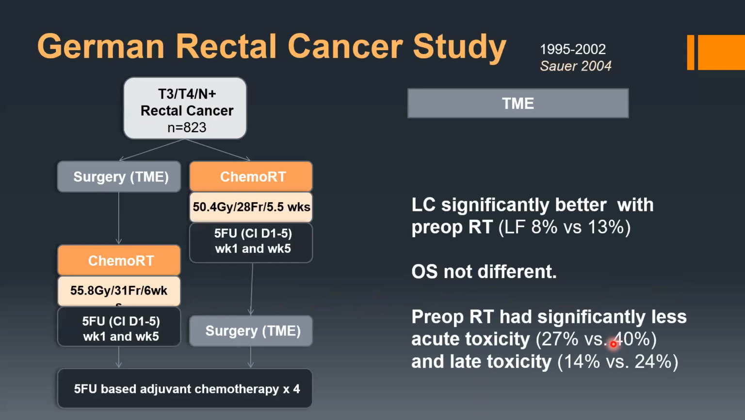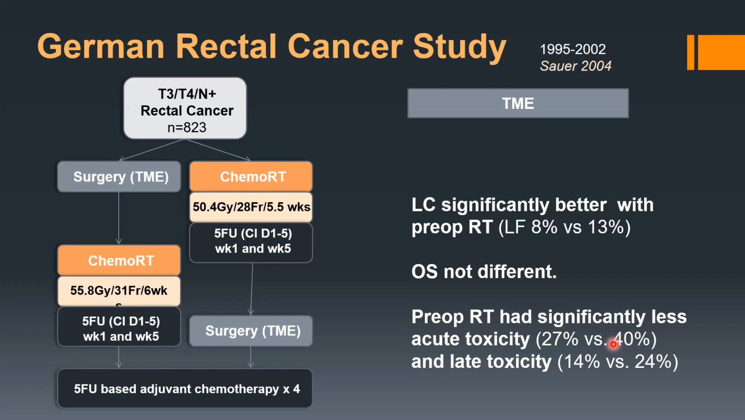Here we come to the German rectal cancer study, which is another seminal paper in rectal cancer. Now, in the German rectal cancer study, locally advanced or node-positive rectal cancers were randomized to post-operative radiotherapy, so TME followed by chemoradiation, to a dose of 55.8 gray over 31 fractions with 5-FU-based chemotherapy by continuous infusion, versus neoadjuvant chemoradiation with 5-FU-based chemotherapy followed by surgery with TME. And all of these were followed by 4 cycles of 5-FU-based adjuvant chemotherapy.